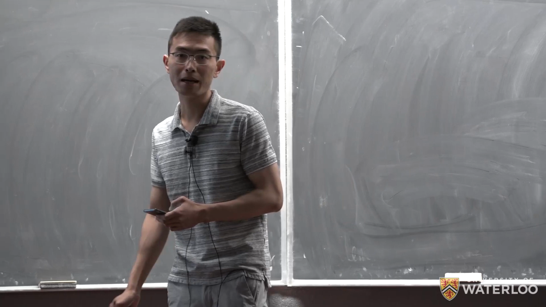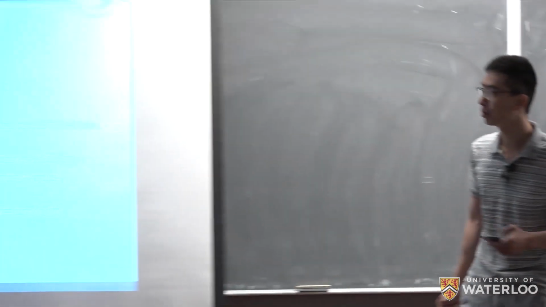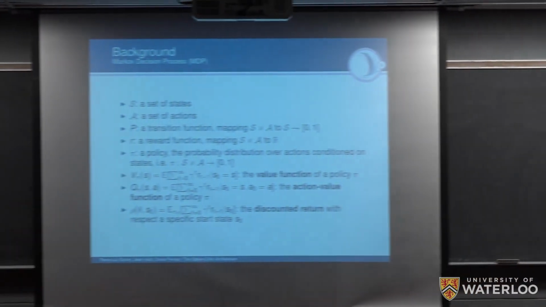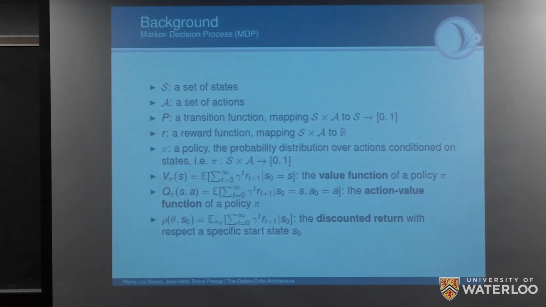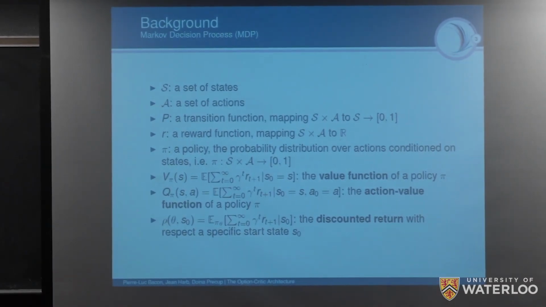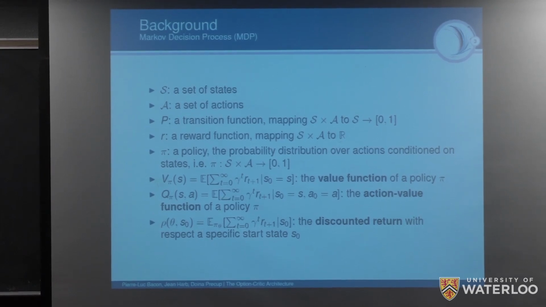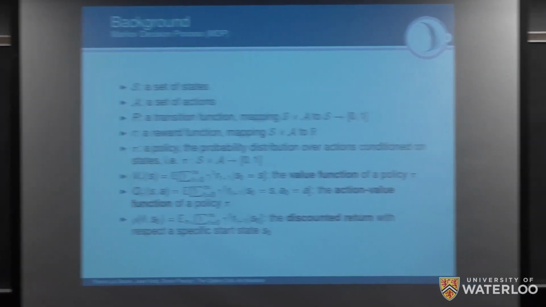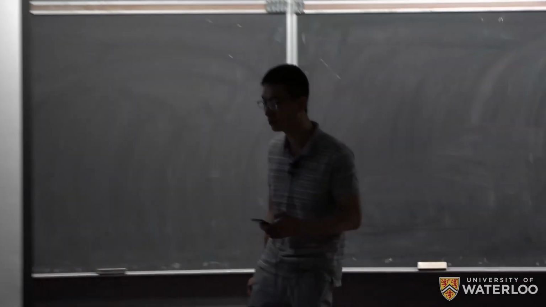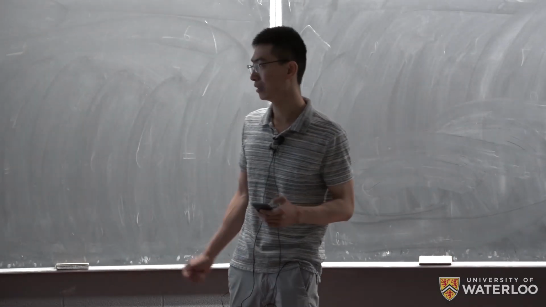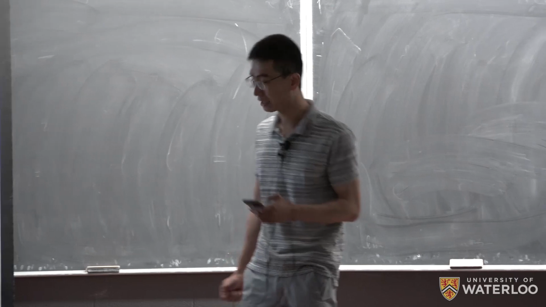As we know, in a Markov decision process, we have a set of states, a set of actions, a transition function, and a reward function. And we want to find a policy to solve the problem. And we may need to find the value function and the action value function, and also the discounted return.